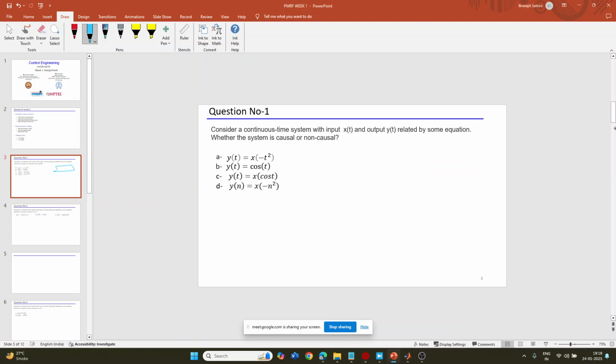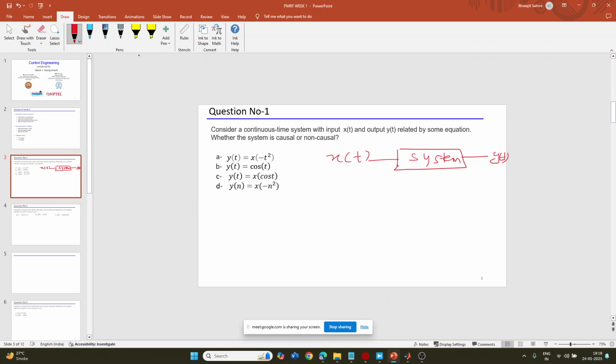Let me quickly go through what we mean by a causal system and a non-causal system. Let me give an example. Let it be a system. It has an output y of t, and the input is x of t. I am defining input and output with respect to time. My independent parameter is time. I am referring to everything with respect to time.